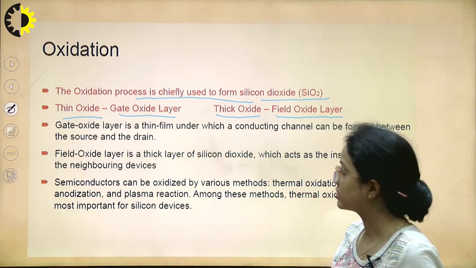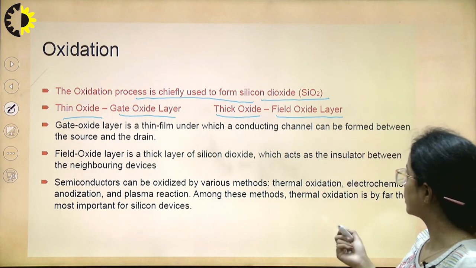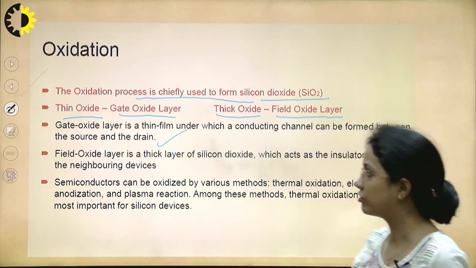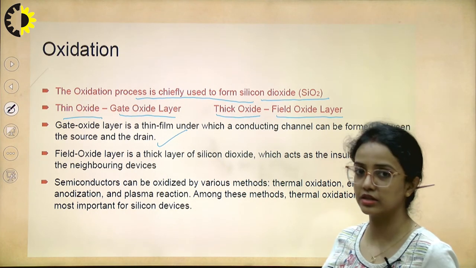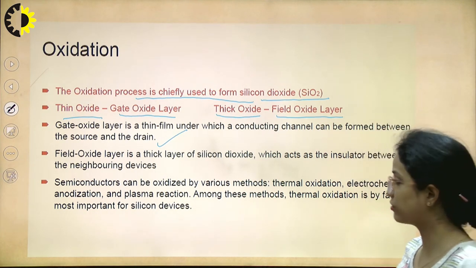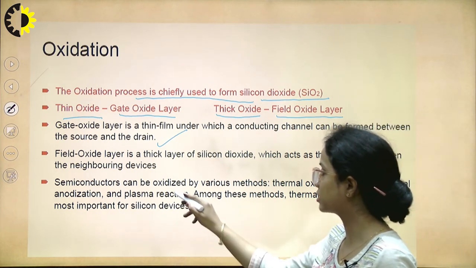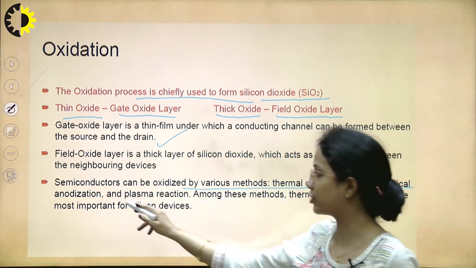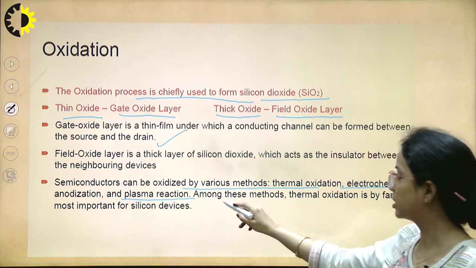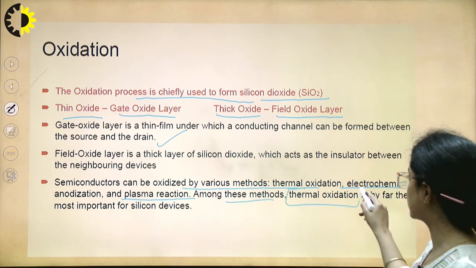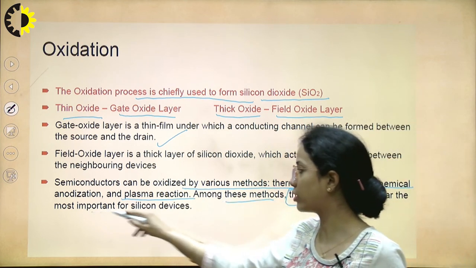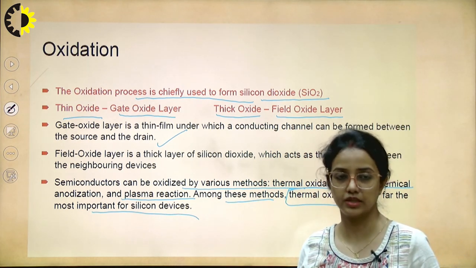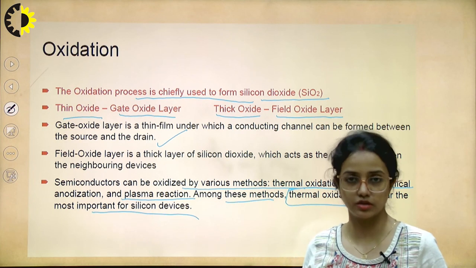The gate oxide layer is a thin film under which a conducting channel is formed, and this conducting channel will be called source and drain. The field oxide layer will be a thicker layer, and the gate oxide will be a thinner layer. Semiconductors can be oxidized by various methods: thermal oxidation, electrochemical anodization, plasma reaction. Among these methods, thermal oxidation is by far the most important and most practiced method. We will discuss more on oxidation in my next lecture.